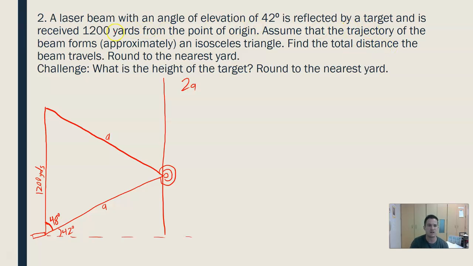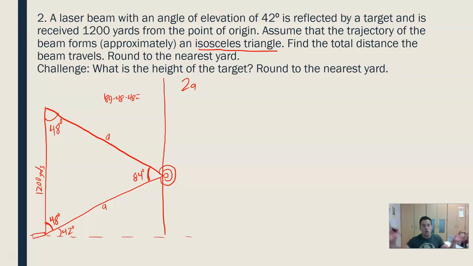Oh, assume that the trajectory of the beam forms approximately an isosceles triangle. What do I know about an isosceles triangle? Well, I knew that these two sides were the same in an isosceles triangle, which means these two angles are the same. So this angle is 48 degrees. And I also know that all the angles on the inside of a triangle have to add up to 180 degrees, so this angle is going to be 180 minus 48 minus 48, which is 84. So this angle right here is 84 degrees.